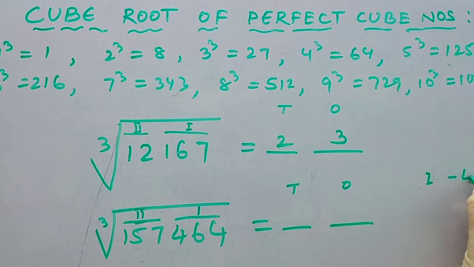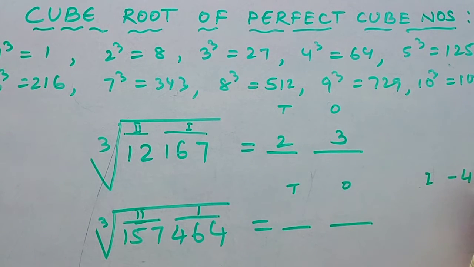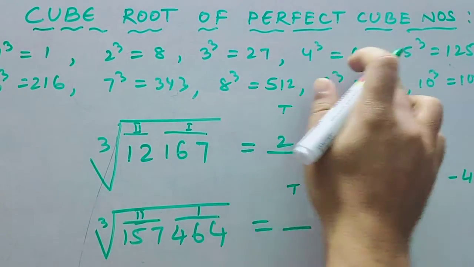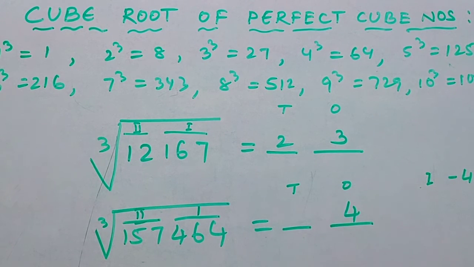Now in this first group, the first group is 464. What is the last number here now? 4. So that means what you are going to do, 4 will be given by which number's cube? We have to see, 4 will be given by which number's cube. So 4 will be given by 4 cube only. That means your answer will be 4 here. Ones place will be 4.